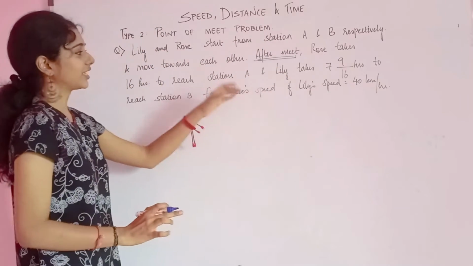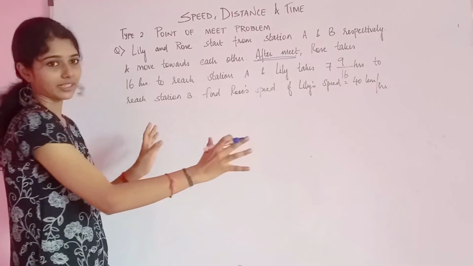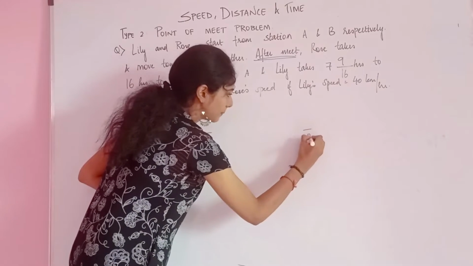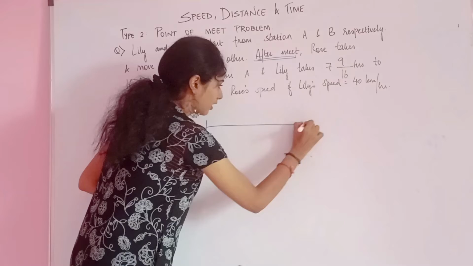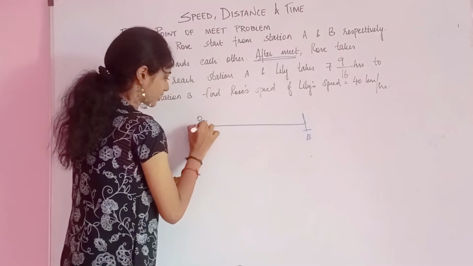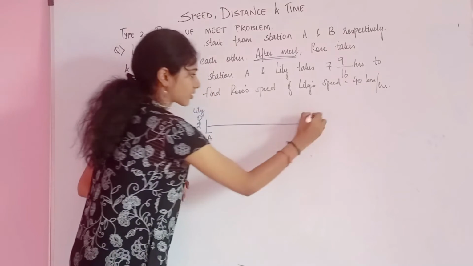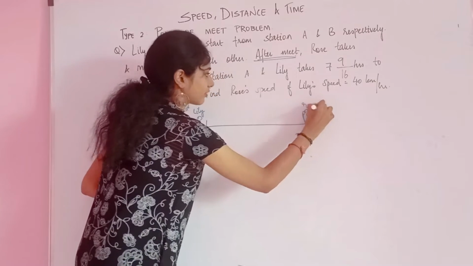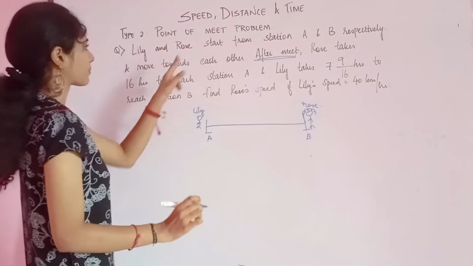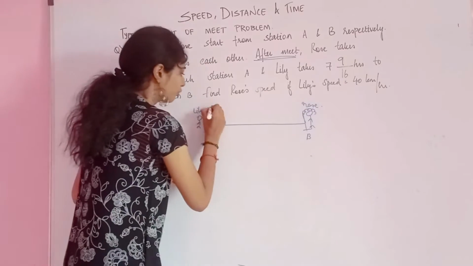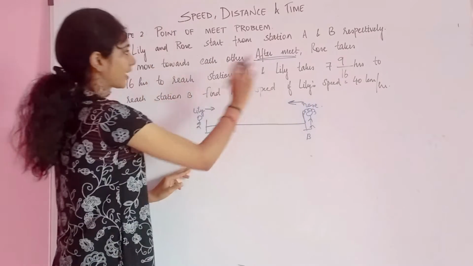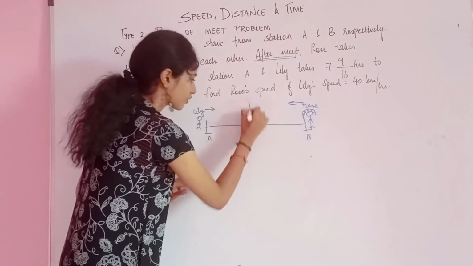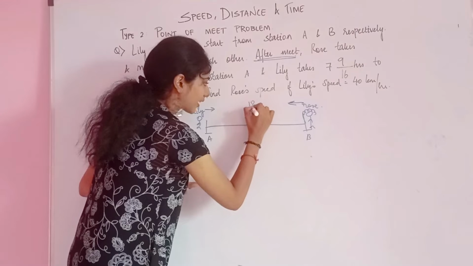As soon as you read this question, try to write it diagrammatically. Okay, so there are two stations, A, B. Fine. Let's call this Lily, and let's call this Rose. Fine. They start from station A and B respectively, and they want to move towards each other. Okay, first statement done. After meet, Rose takes 16 hours. So let's suppose they meet right here.